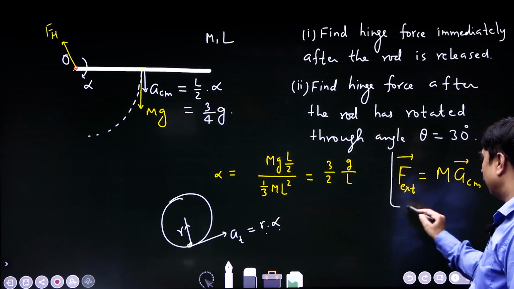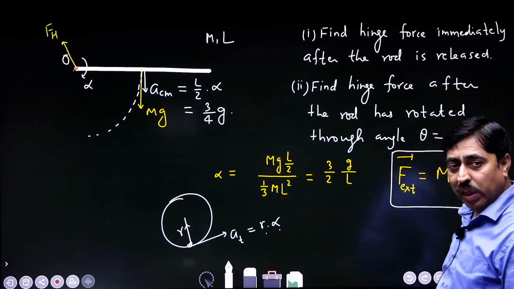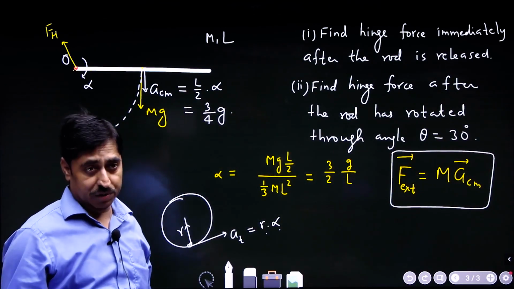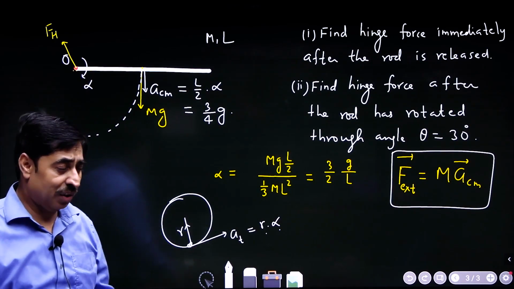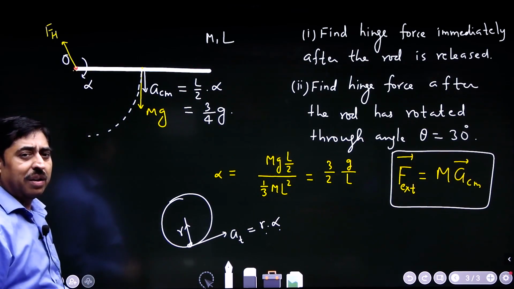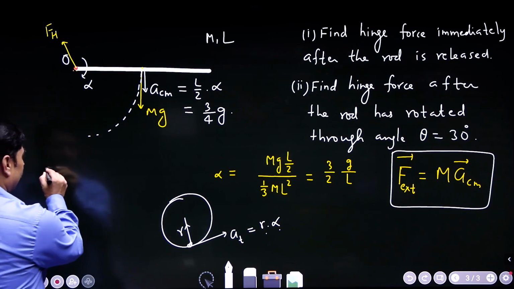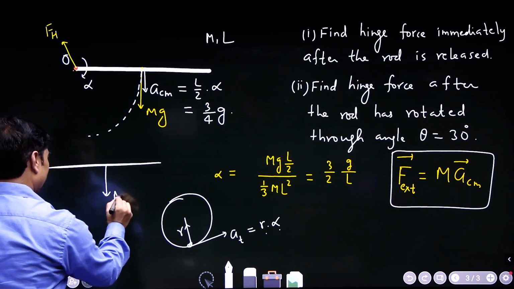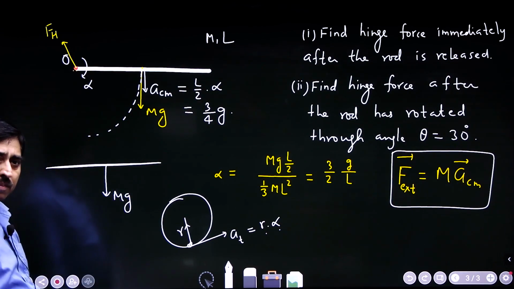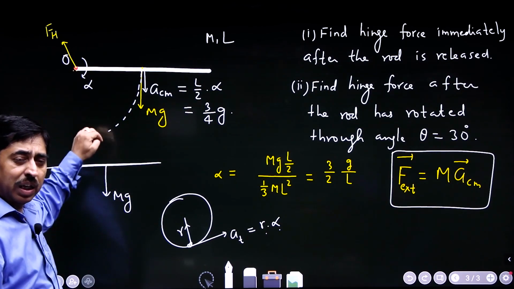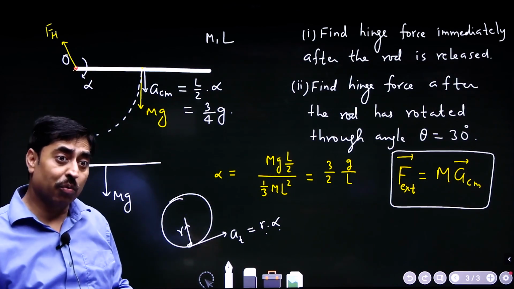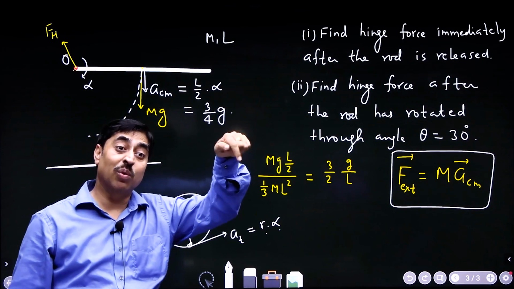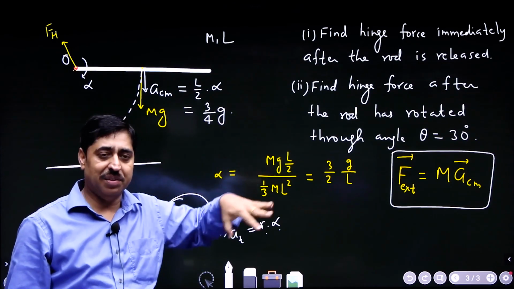Now, look at this equation. We know that the acceleration of the rod is 3 by 4 g in downward direction. What are the forces acting on this rod? Immediately after the rod is released, there is an mg force, external force mg. If this is the only force, then the acceleration of center of mass will be g downward. But we have calculated that the acceleration of center of mass is 3 by 4 g downward. It is less than g.